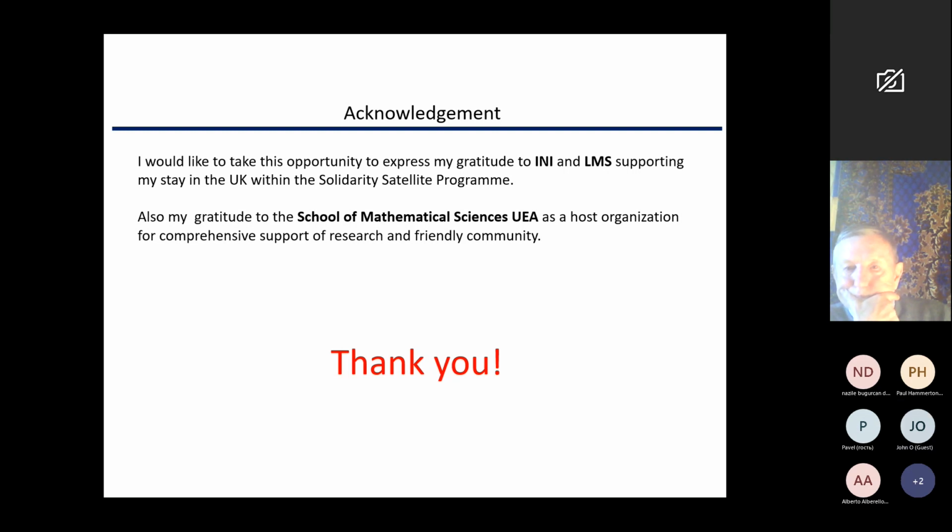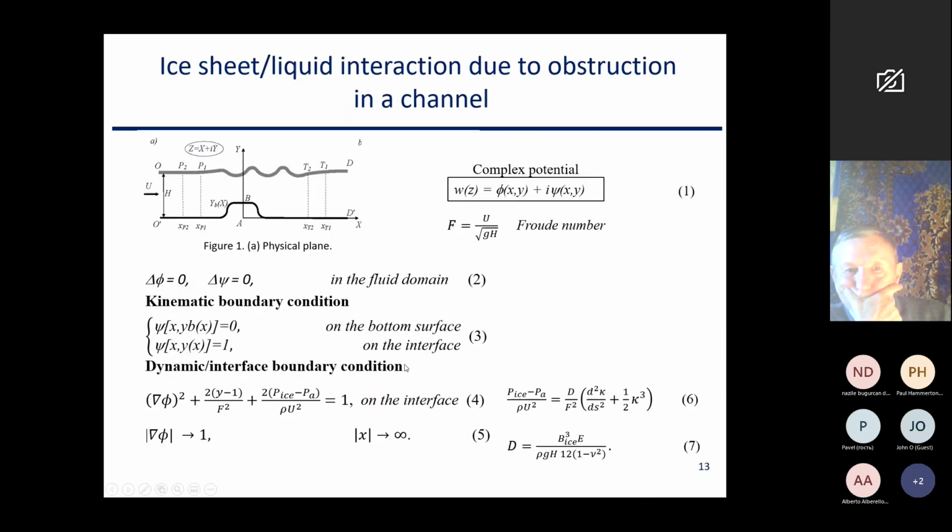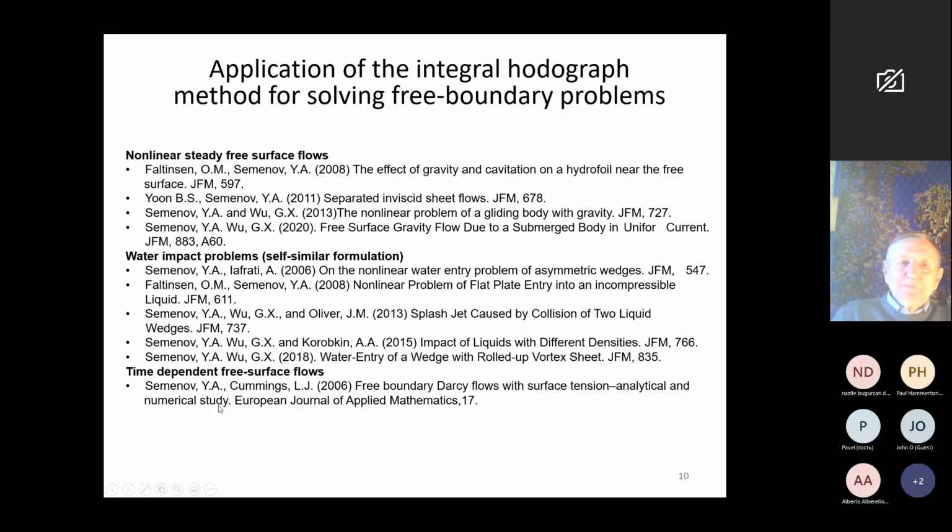Is it possible to extend the Chaplygin method to unsteady? Yes, it is already applied for unsteady flow, but for Hele-Shaw flows. I mentioned one paper here, the last one: free-boundary Darcy flow with surface tension, an analytical numerical study. So here it is unsteady, time-dependent, not only unsteady, time-dependent, because impact problems, water impact problems, are also self-similar, unsteady, but with no time included.